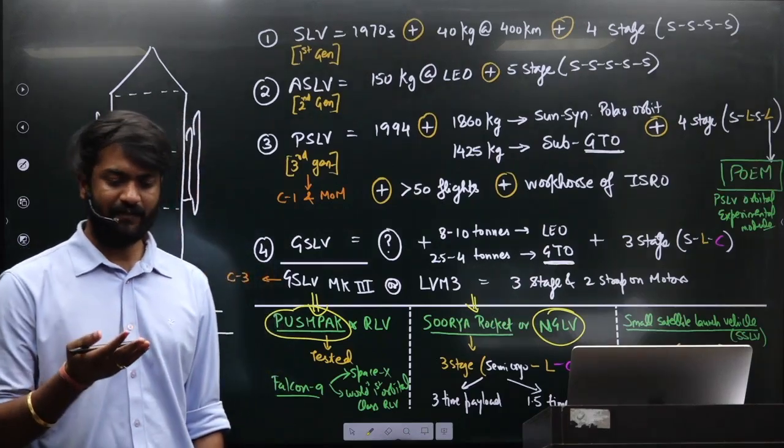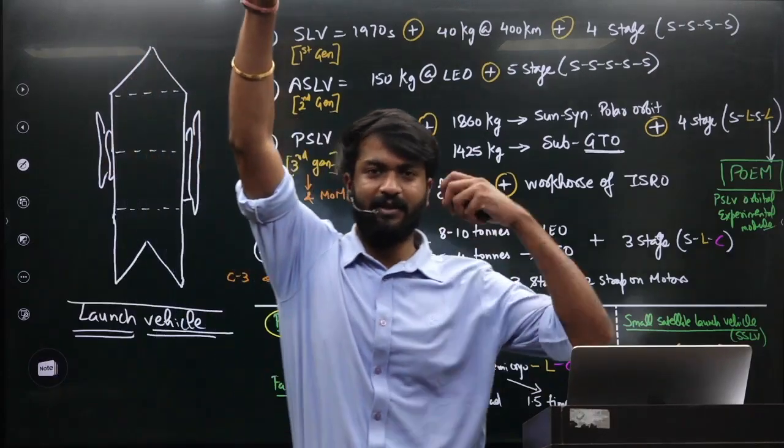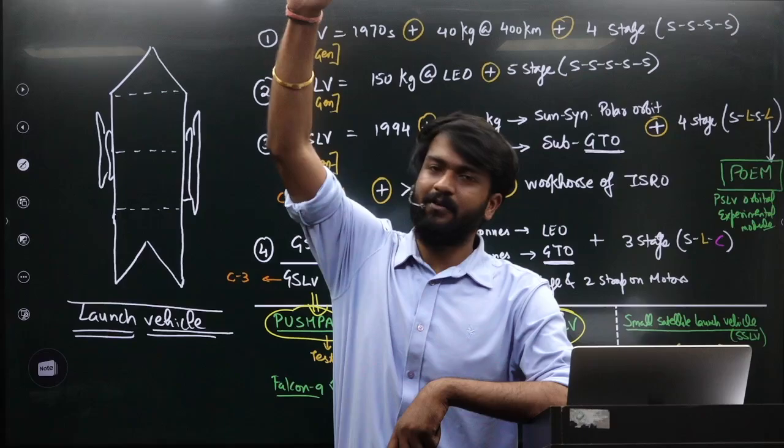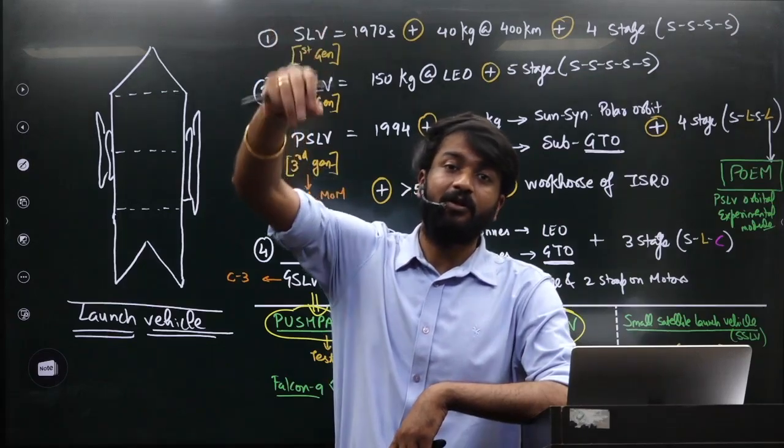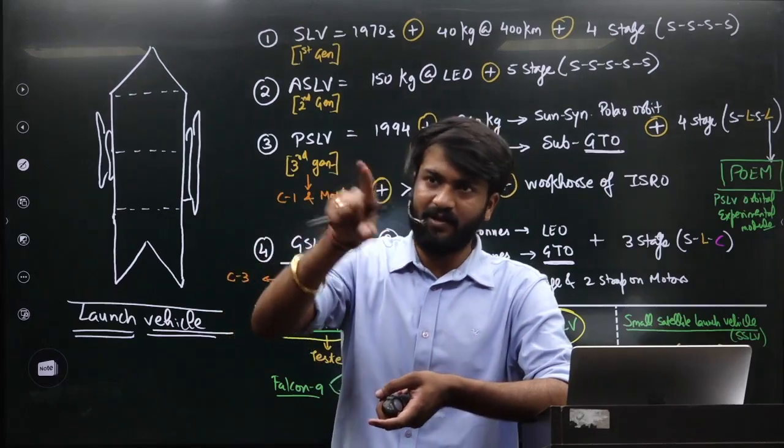Okay, so what happened, some aircraft took it to a height of, let's say, 4 or 5 kilometers, then it dropped that particular launch vehicle to see the landing, whether it is able to land safely or not, whether we can maneuver it or not.